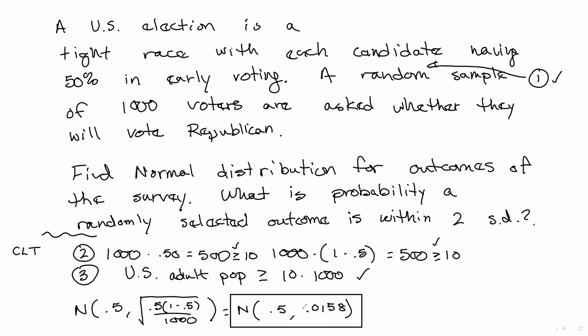All right, and what are we going to get here? So our 2 standard deviation range. We're just going through and doing some subtraction here. All right, hopefully my math is correct this time. I have 0.4684, and then 0.5316.